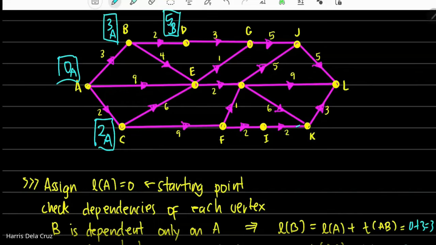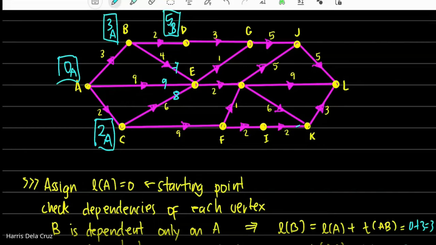Okay, si E naman, dependent siya kay B, kay A, tsaka kay C. Now, bago matapos si E galing kay B, kailangan mo ng 3 plus 4. So, 7 ang kailangang intayin ni E. Galing kay A, ang kailangan niyang intayin, 9. Galing kay C, ang kailangan intayin, 2 plus 6, 8. So, bago magsimula yung E, kailangan matapos muna yung B, yung A, tsaka yung C.